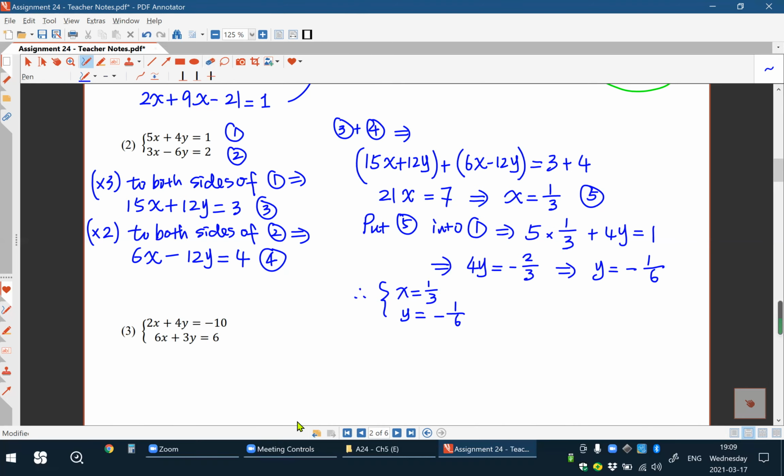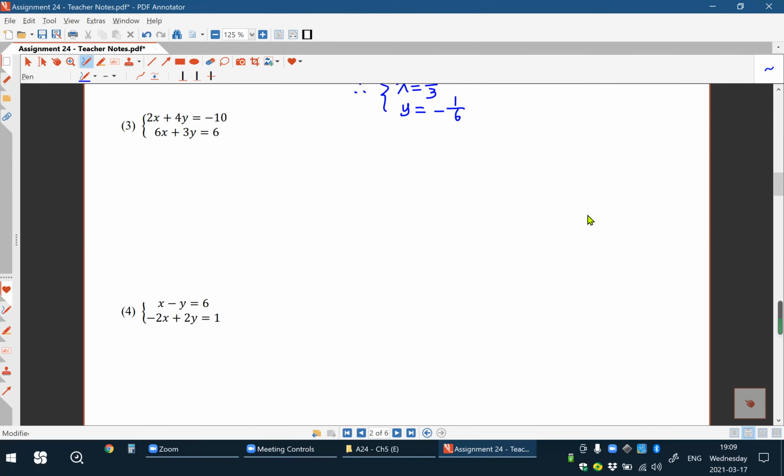No questions? All right, let's see the next one. Okay, next one, again, we can use either elimination or substitution, right? So note that 6x is actually 3 times 2x, right? So we have a 2x here. So actually, it's easier to use substitution, right? We can substitute 2x with minus 10 minus 4y, right?